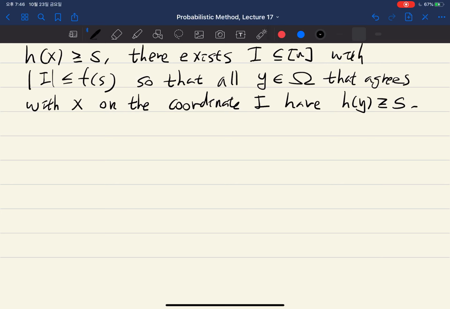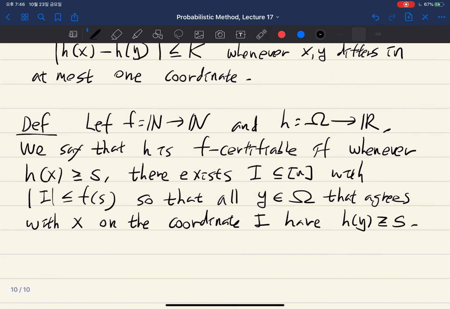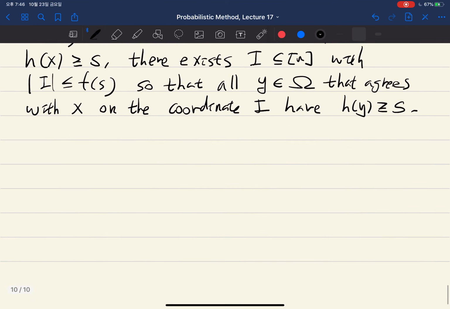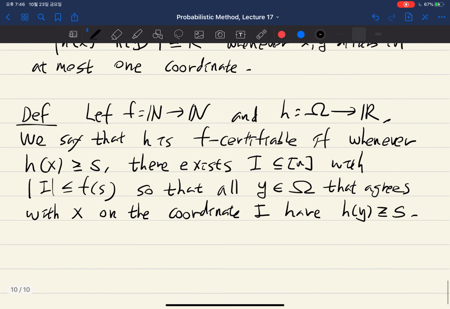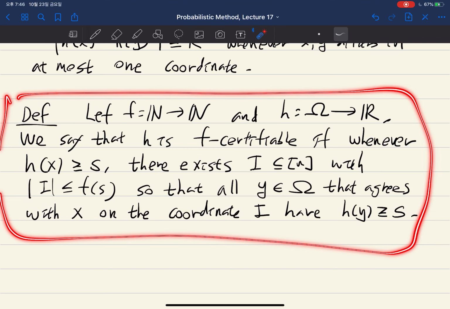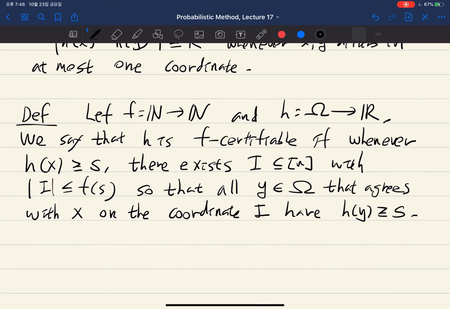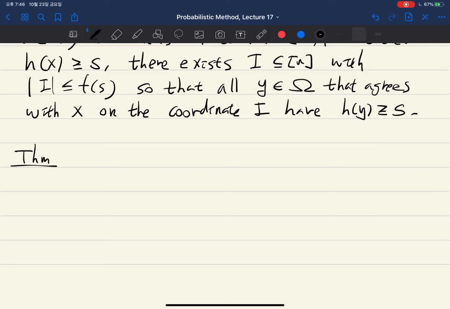So as we have shown just now, the size of the largest collection of edge disjoint triangles satisfies this condition, and there are several other graph parameters that satisfy this condition. So if we prove a certain theorem which can be applied to all parameters which are f-certifiable, then that's quite convenient for us to apply that theorem to other specific applications.